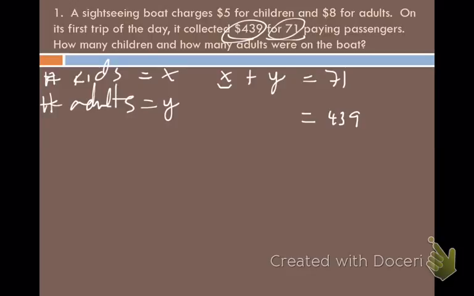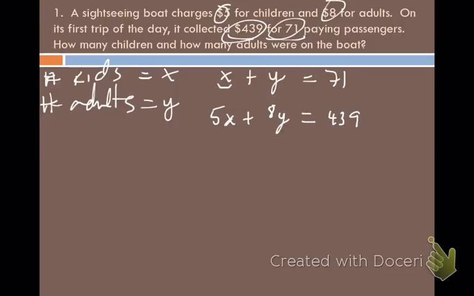Well, we would take the number of kids that were on the boat and multiply it by 5 because they had to pay $5 to get on the boat. So 5x is where we're going to get the amount of money from the kids. And then for the same reason, we're going to take 8 and multiply it by the number of adults on the boat to find out how much money we collected from the adults.